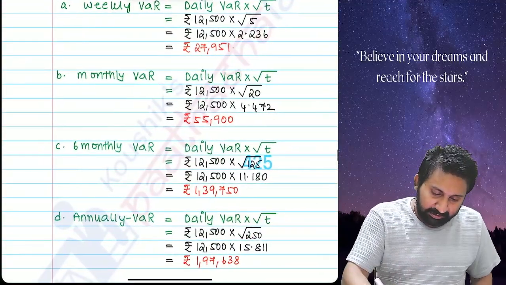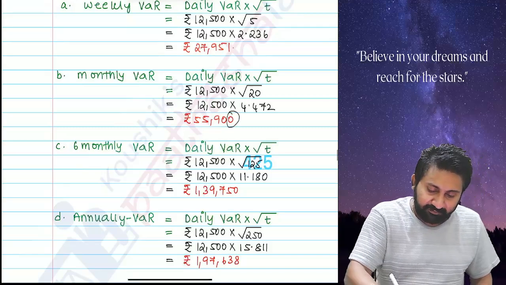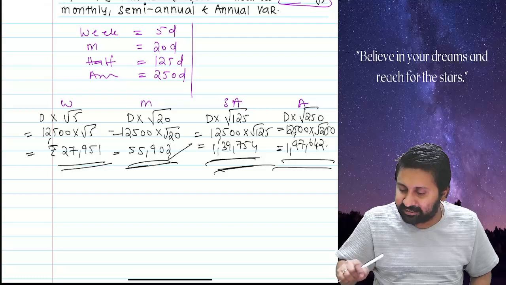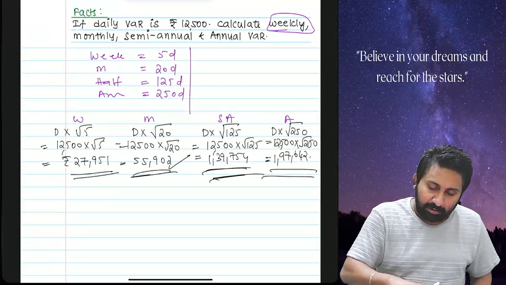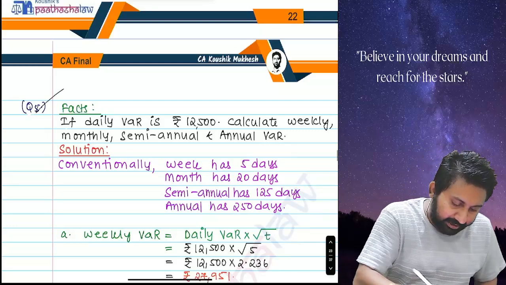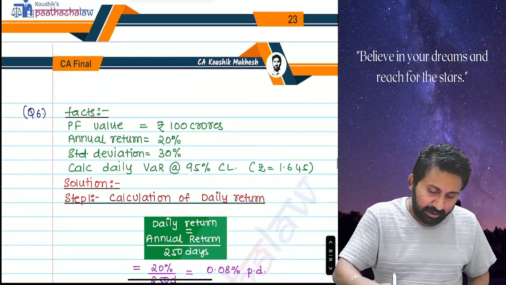Same, just a small 2 rupee, 3 rupee difference. 55,900 I got, 55,902 I got. Small differences, decimal differences will definitely happen. But overall, did everyone understand the concept clearly or not? This is how we need to calculate the question and answer. Next.